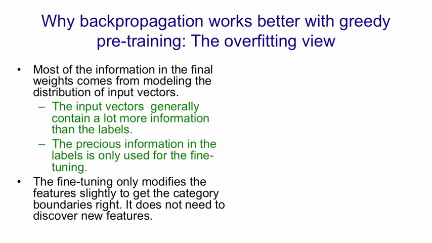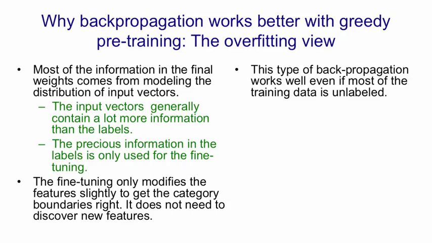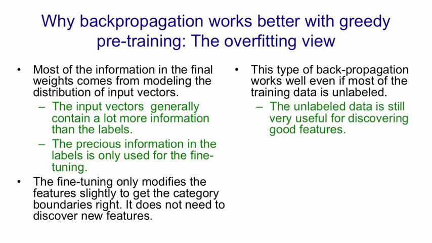The important thing is that backpropagation is not being required to discover new features, and so it doesn't need nearly as much labeled data. In fact, this type of learning works well when most of the data is unlabeled, because the generative pre-training can make use of all that data. The unlabeled data is still very useful for discovering good features.